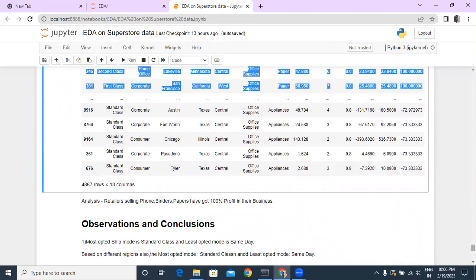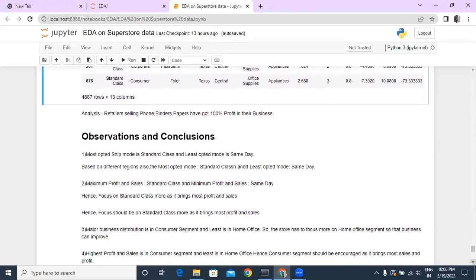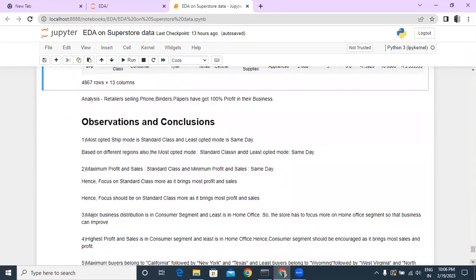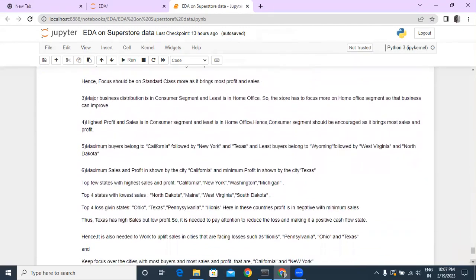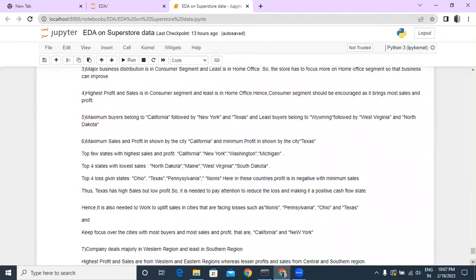So this was the analysis of this data of the superstore of the USA based on their sales, discount, and profit. So this is the observation, the conclusion, and the suggestions, what all can we improve from this data so that the business can progress. So that was all. Thank you.